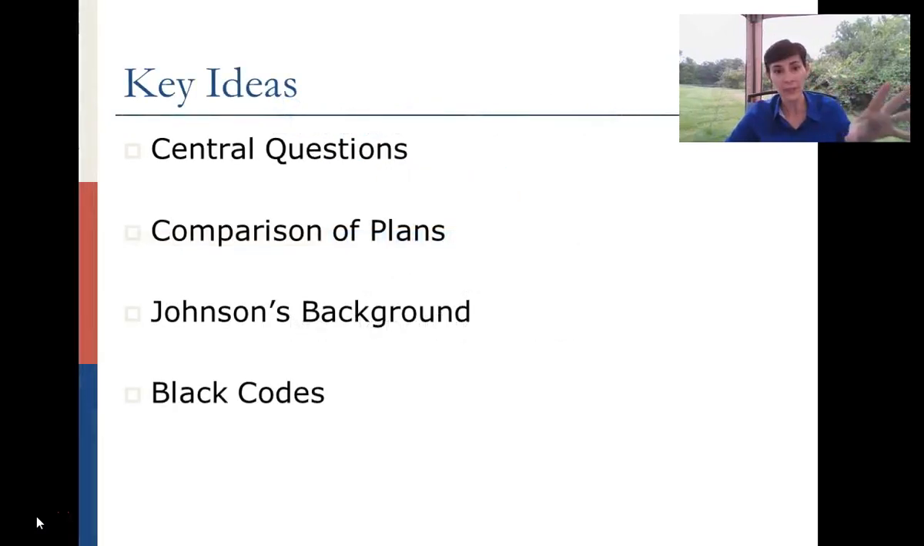So, in today's video lesson, I'm going to introduce the central questions of Reconstruction, and we're going to explore these in greater detail in class. We're going to look at the comparison of Reconstruction plans between Abraham Lincoln and Andrew Johnson. We're going to look at Andrew Johnson's background, because that's really important in order to understand his particular plan for Reconstruction. We're also going to take a look at the black codes. Now, this is going to be like an overview or a survey of what those are. We're going to take a much more in-depth look at the actual primary sources in class.